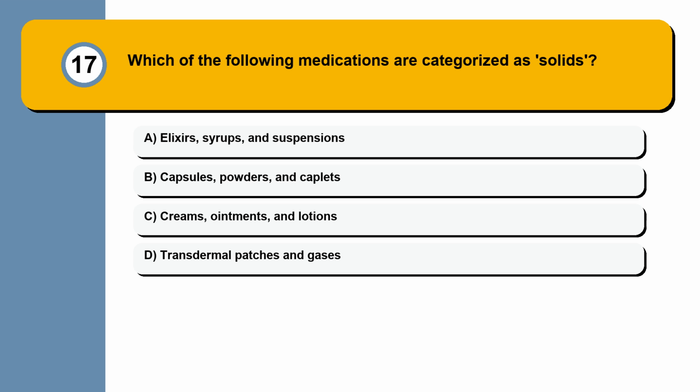Question 17. Which of the following medications are categorized as solids? Elixirs, syrups, and suspensions. Capsules, powders, and caplets. Creams, ointments, and lotions. Transdermal patches and gases.